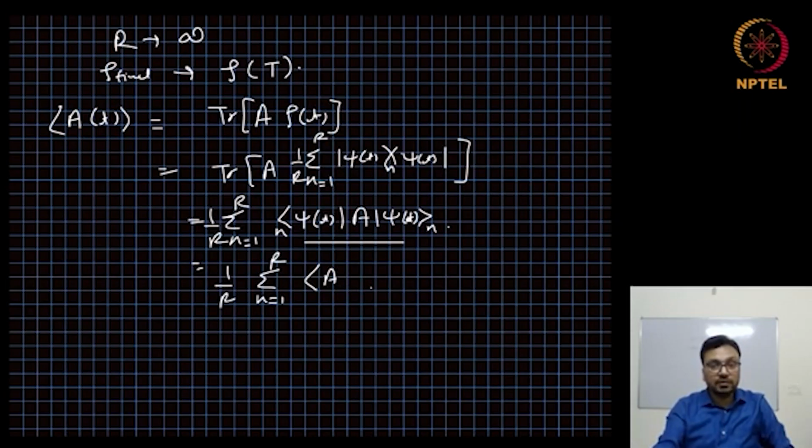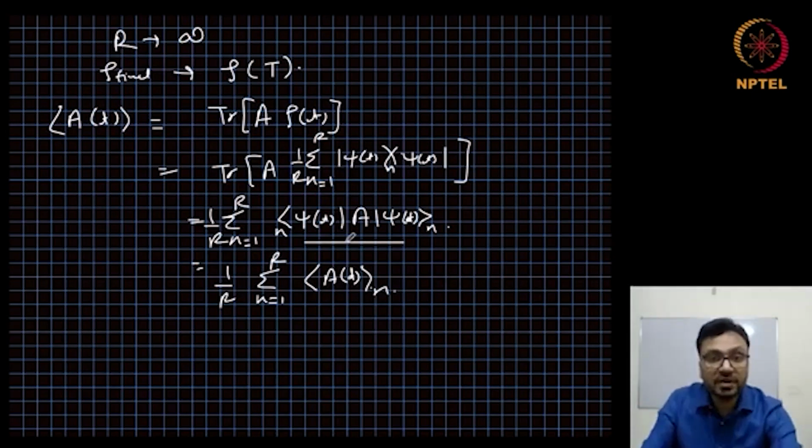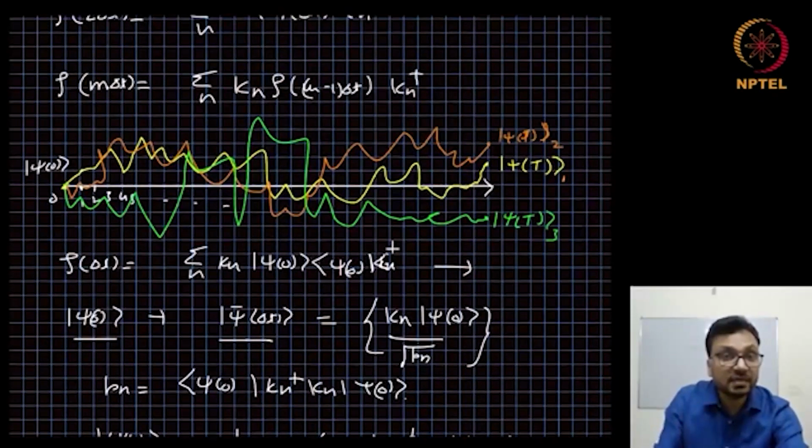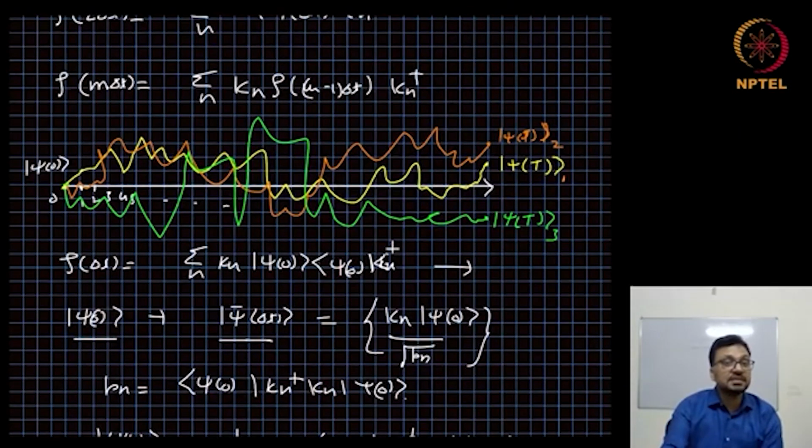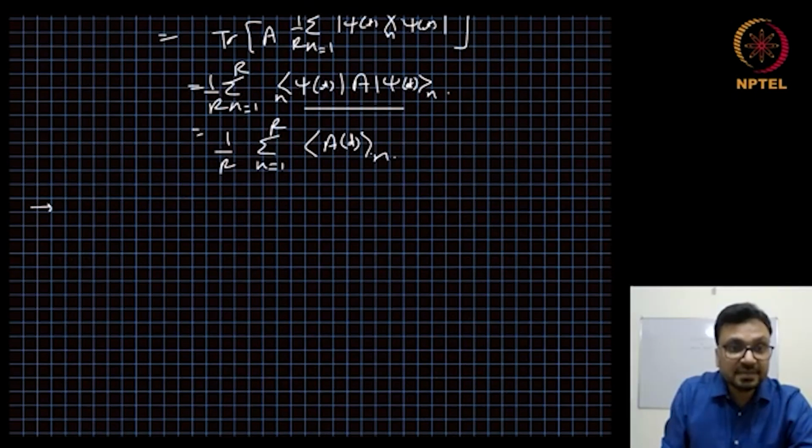So if we want to calculate the expectation value of observable A at every time t, this can be written as the average of the expectation value of A in each trajectory at time t. In that way, we don't need to store any state. We can just keep track of all the expectation values of any observable we are interested in. So this whole method of solving the Lindblad master equation this way is called the quantum trajectory approach.